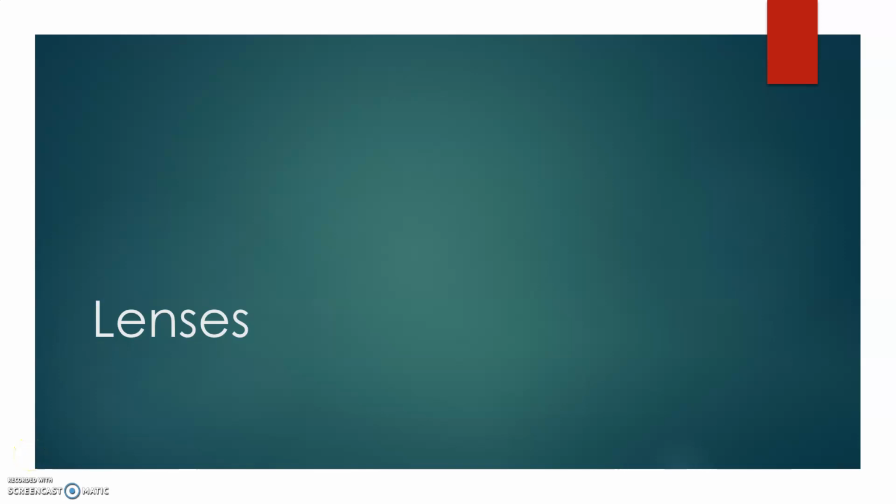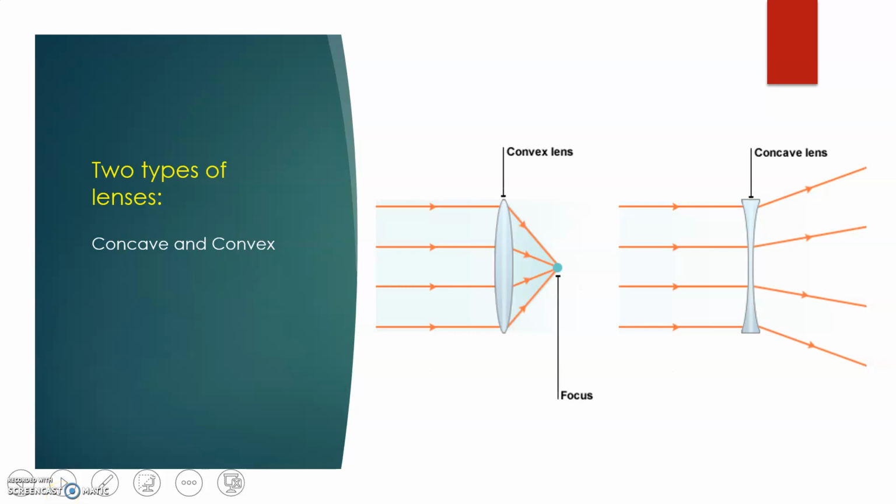Alright, so today we're going to talk about lenses. There's two types, there's concave and convex, and we're mainly going to be looking at convex lenses.